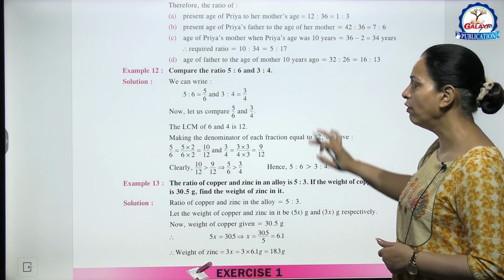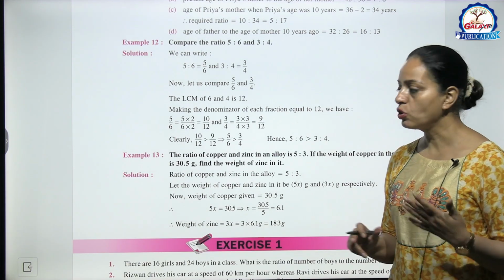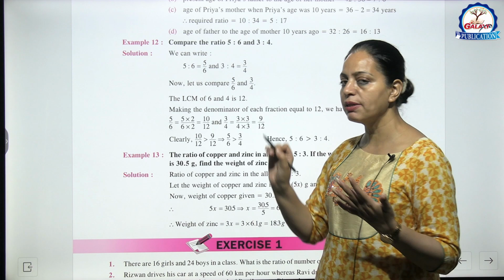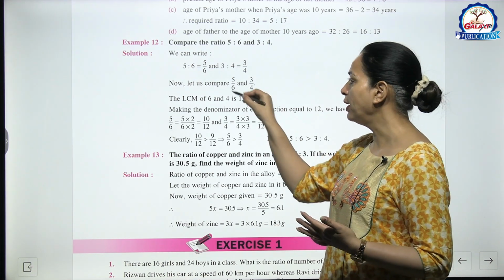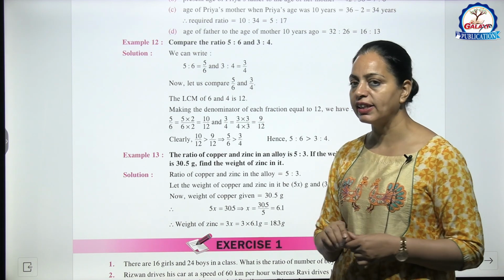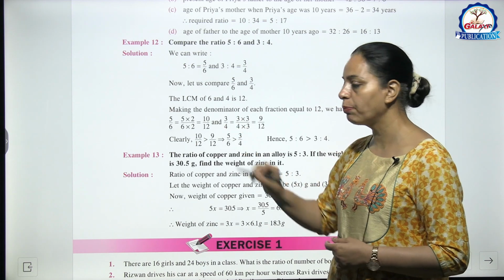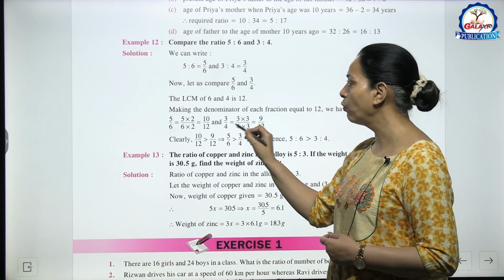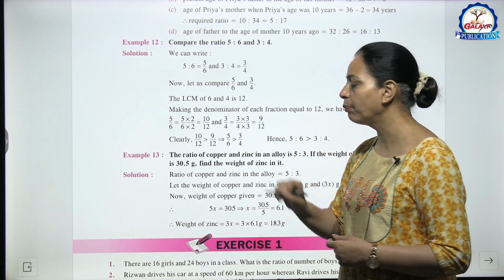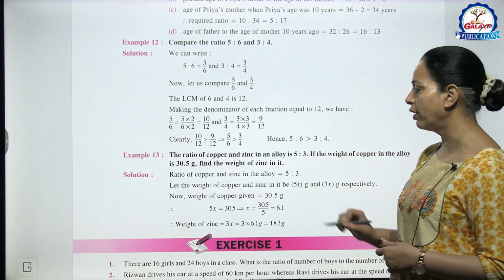Now example 12, compare the ratio 5 is to 6 and 3 is to 4. तो इसे हम कैसे क्रॉस मल्टीप्लाई से भी कर सकते हैं एंड बाय मेकिंग द डिनोमिनेटर सेम. एलसीएम ले लेंगे 6 and 4, that is 12. So 5 upon 6, 6 into 2, 5 into 2, 10 upon 12. 3 by 4 है, 4 into 3, 3 into 3, 9 upon 12. So the first one is greater than the second one, right?